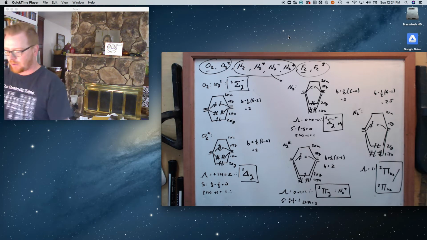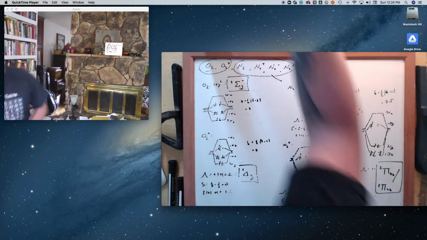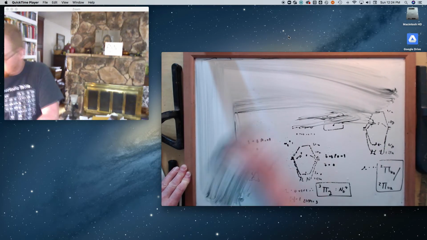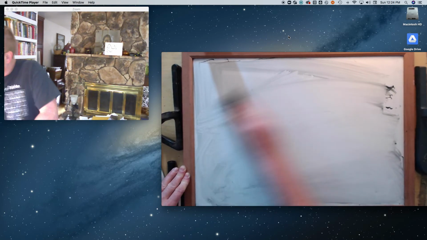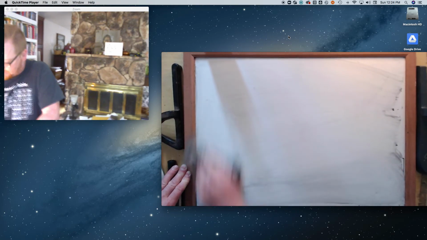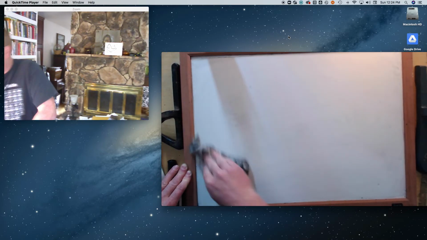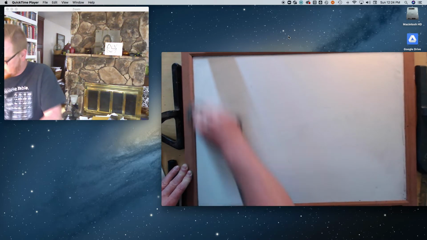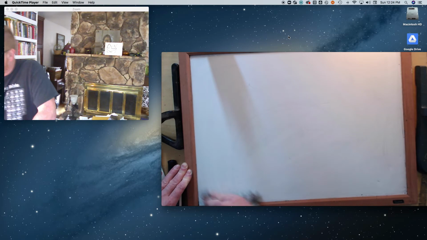Okay, so I'm going to go ahead and erase, and let's do F2 and F2 excited state. Okay, so get all this stuff here. I really like these sharp point pens, but I'm not crazy about the wet erase. You can see it gets all over my hands. That's all right.